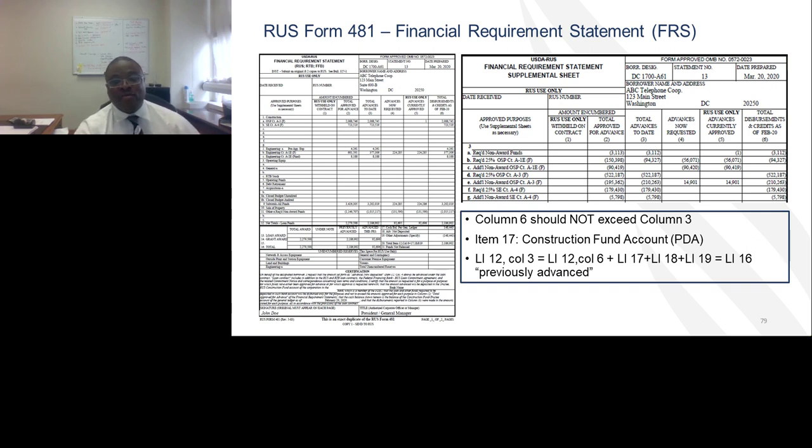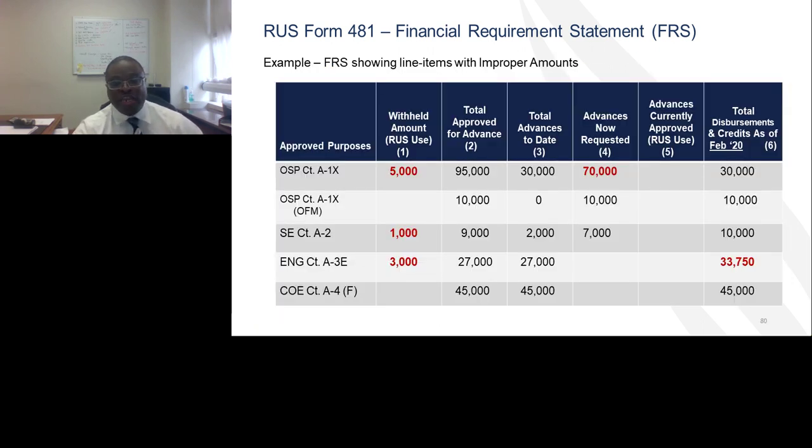On the next slide, we have a zoomed in sample of what these line items look like. So the first line item is our outside plant contract A1X. So the contract is for $100,000. 5% of it was withheld. So column 1 shows 5%, $5,000, sorry. And column 2 shows the remaining $95,000.